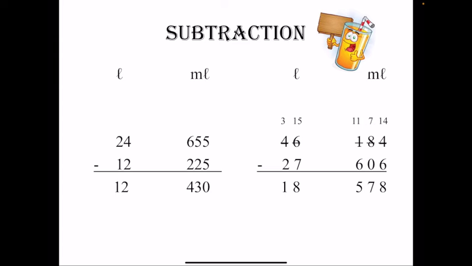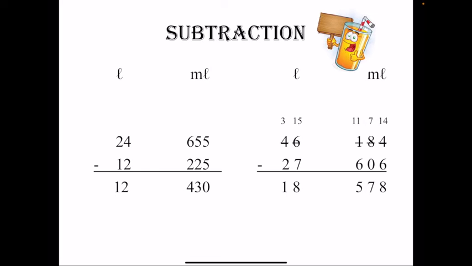It will borrow from its neighbor. Neighbor place, it is 8. 8 will give 1 to 4, and itself it will become 7. You will cut 8 and write 7 in the line above it. And this 4 will become 14. So we will cut 4 and write 14 there in the line above. Now 14 minus 6 you can do. What is 14 minus 6? Yes, it is 8.